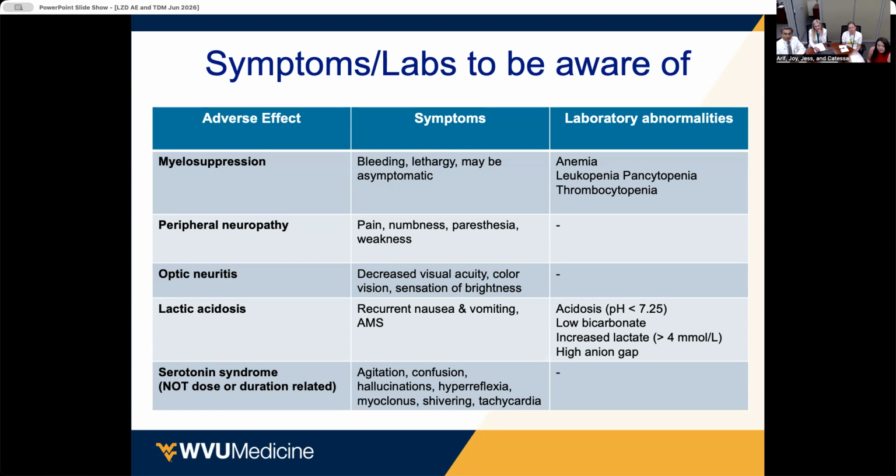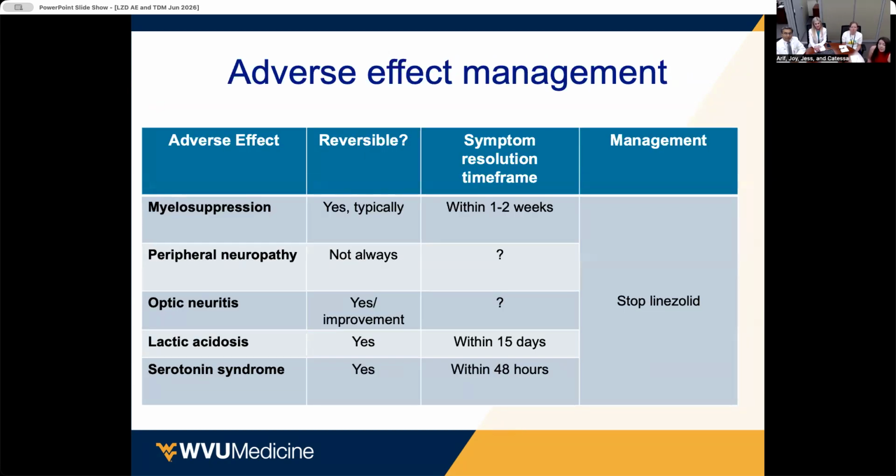Next slide, please. The good thing is that most of these are reversible outside of peripheral neuropathy. So that one is actually not always reversible. That one the patient may be stuck with for life, even after discontinuation of linezolid. And optic neuritis may not always fully reverse. You may see just some slight improvement, but it usually does improve. Most of these do recover within 2 weeks.